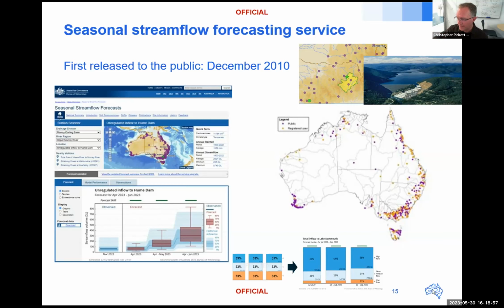You can see some of the products here, and we're giving, again, like for the lower right-hand corner, you can see it giving a probabilistic update of the likelihood of different scenarios. In this case, high flow, near medium flow, or low flow, based on terciles, and then the percentage likelihood has been given as an update from the climatology, and that's the product of the forecast.